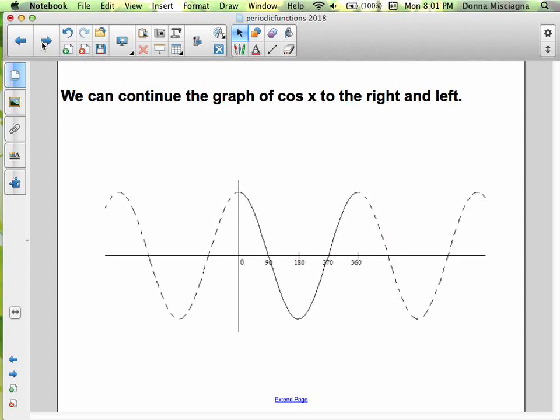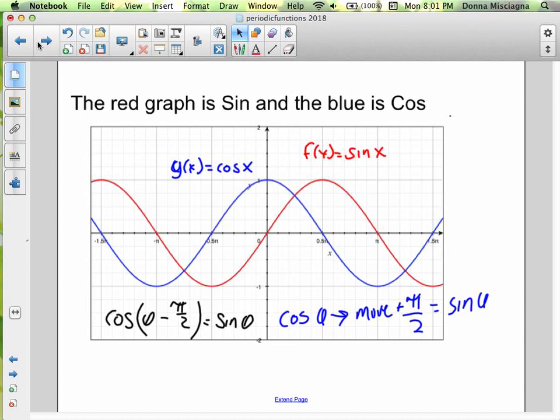You might notice that sine and cosine look a little bit alike. The red graph is sine, and the blue graph is cosine. Look at that. They are actually just shifts of one another. If you just add pi halves to cosine theta, you get sine theta. Isn't that interesting? Because it's using the same values, but they're different trig ratios for cosine and sine. But their graphs are very, very similar.